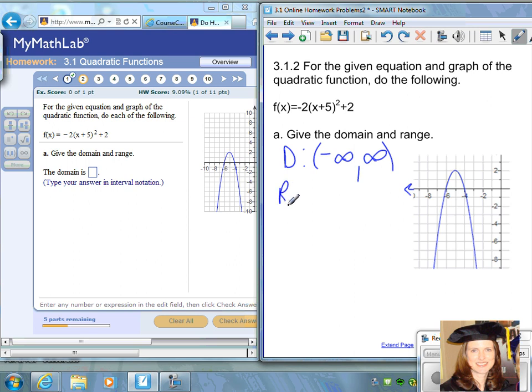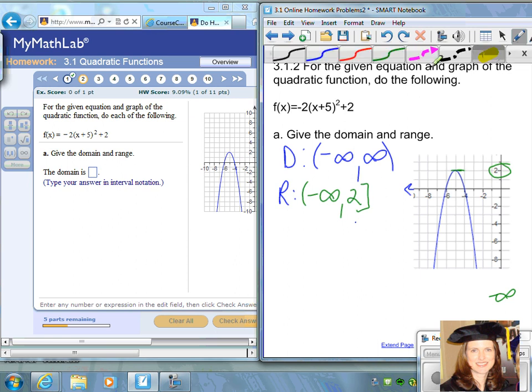The range is the y values. How low does this graph go and how high does this graph go? This graph is going to keep going forever on the y-axis, keep going down forever, and the highest the y value is right here. That's the highest y value. It's going to go from negative infinity all the way up to 2. So the way we write our range is from negative infinity to +2. And we're going to put a bracket there because it does actually touch.